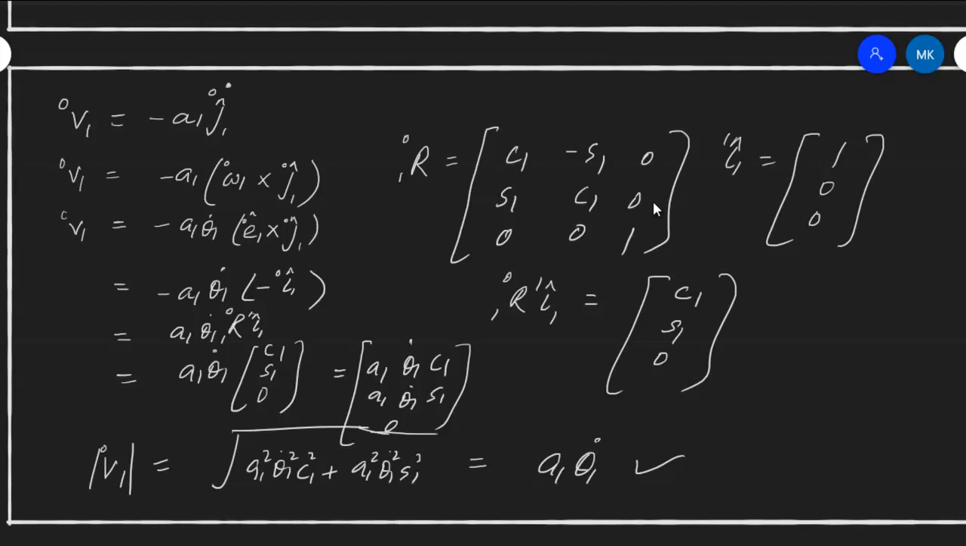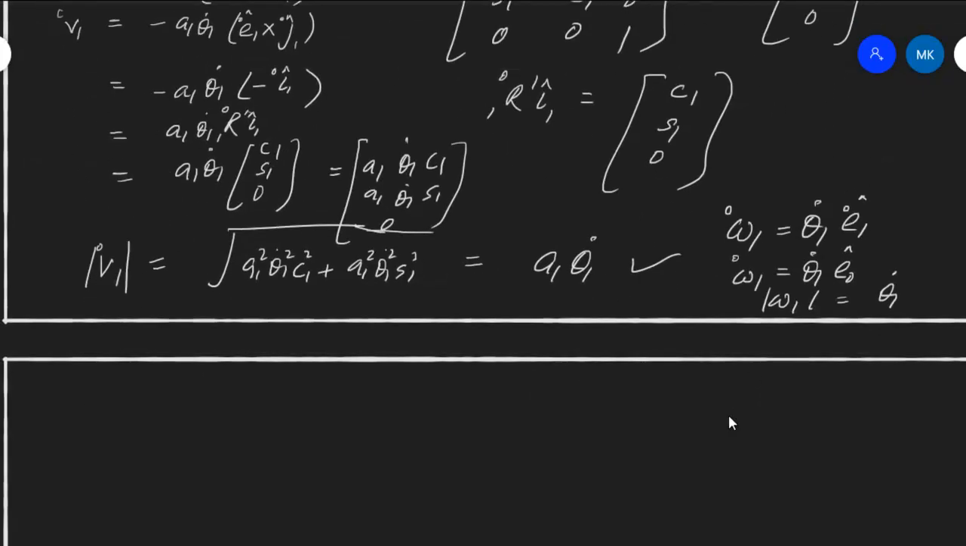Fine. So similarly the angular velocity, that is omega 1 of link 1, will be equal to nothing but theta 1 dot e1 in 0, but e1 and e2 in 0 is same, so omega 1 in 0 will be equal to theta 1 dot e naught. Also can write it this way, and the magnitude of omega 1 would be nothing but theta 1 dot. All right, similarly we can move ahead for link 2. So we have got linear and angular velocity of link 1.